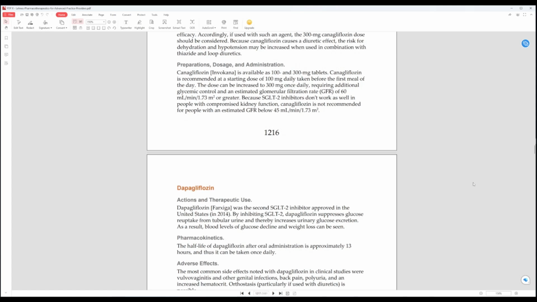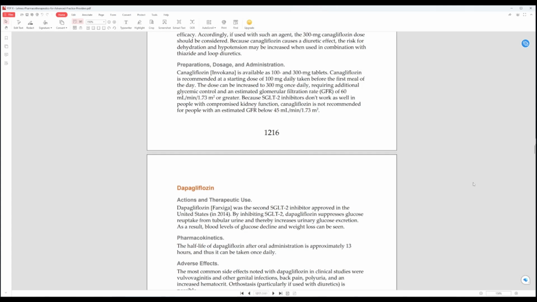So, its preparation, dose, and administration. Canagliflozin is available as 100 and 300 mg tablets. Canagliflozin is recommended at a starting dose of 100 mg daily, taken before the first meal of the day. The dose can be increased to 300 mg once daily, requiring additional glycemic control and an estimated GFR of 60 ml per minute per 1.73 m squared or greater.